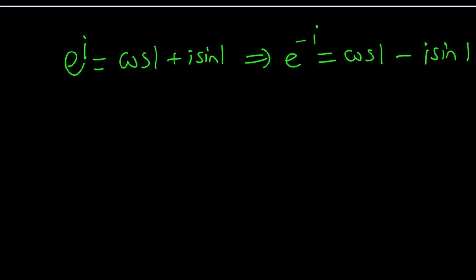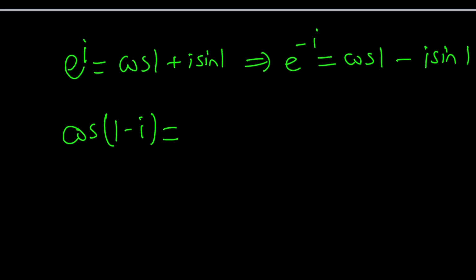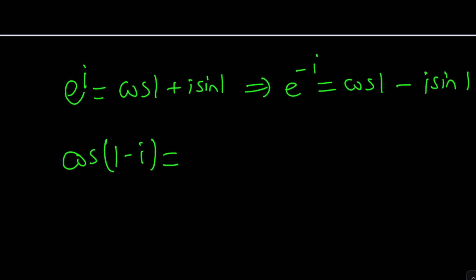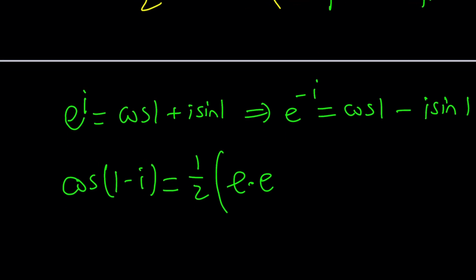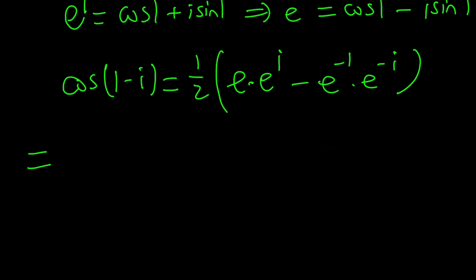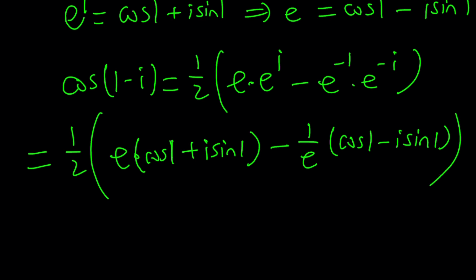So again, one more time, cosine of 1 minus i is equal to e to the power 1 plus i, or 1/2 times e times e to the i minus e to the power negative 1 times e to the power negative i. I'm going to do the replacements now. 1/2 of e times cosine 1 plus i sine 1 minus e to the power negative 1, which is 1 over e, times cosine 1 minus i sine 1. How nice is that, right? This is just the cosine of an angle. It has a lot of components.